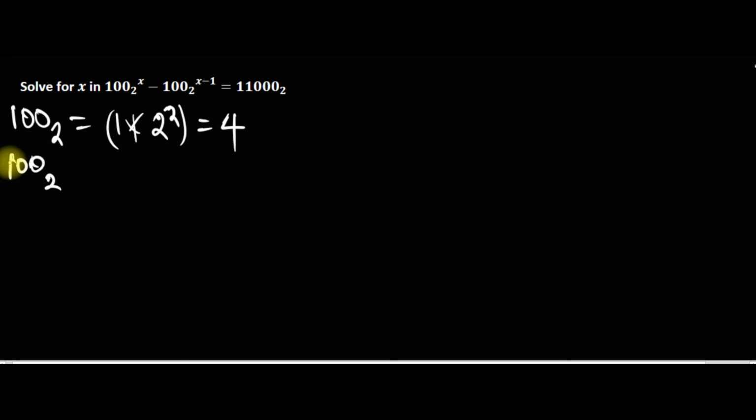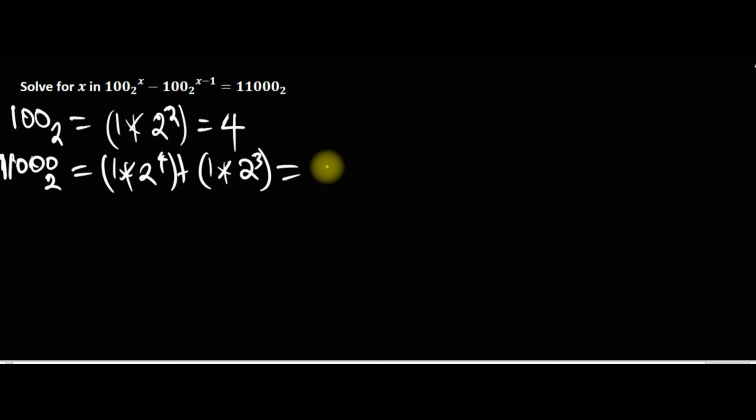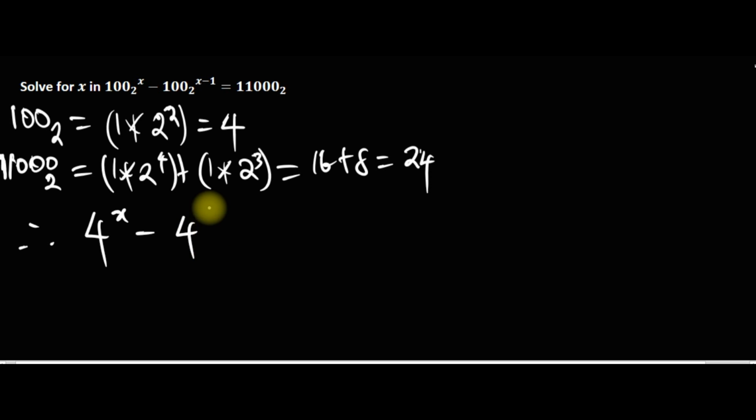So let's go for 11000 in base 2. The same thing: this is 1 times 2 raised to power 4, plus 1 times 2 raised to power 3. Again, no need of wasting time, because 0 times anything is 0. So we have 16 plus 8, which is equal to 24. So our main aim now is to solve 4 raised to power x minus 4 raised to power x minus 1 equal to 24. That's our target.